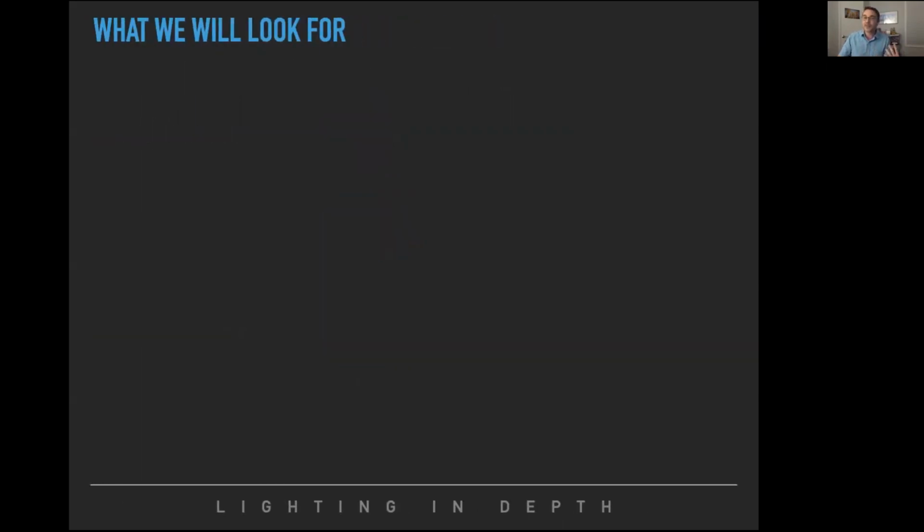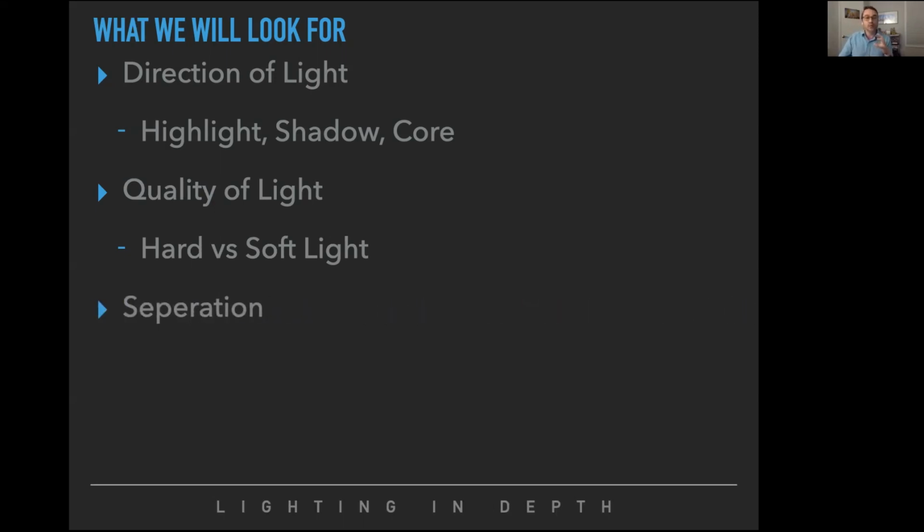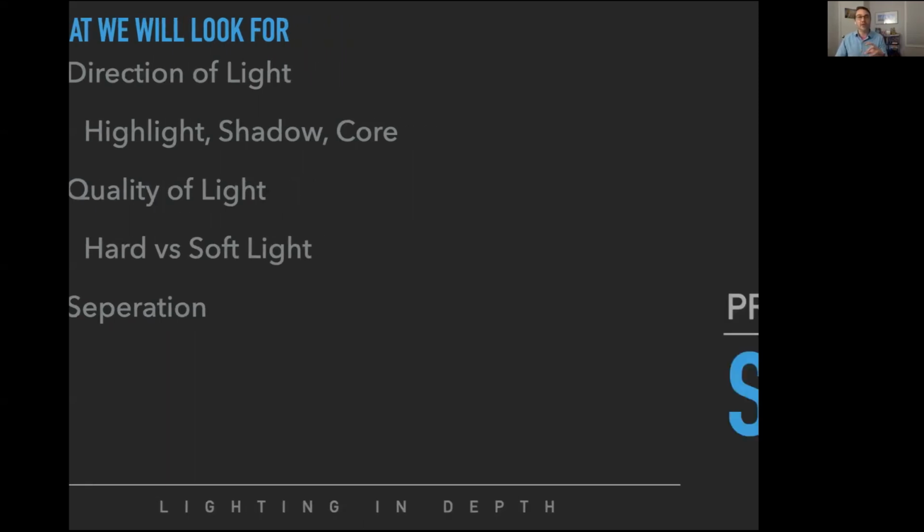So going into these presentations, these are the things that we're going to keep an eye out for. We're going to look at the direction of light, how moving the light around affects the appearance of the shape. We'll keep an eye out for those elements, the highlight, the shadow, the core. We'll look at both hard and soft light on each shape so you can see the effect that quality of light has. And we'll look at how to keep the surfaces of the shape distinct from each other, as well as separating those shapes from their surroundings.